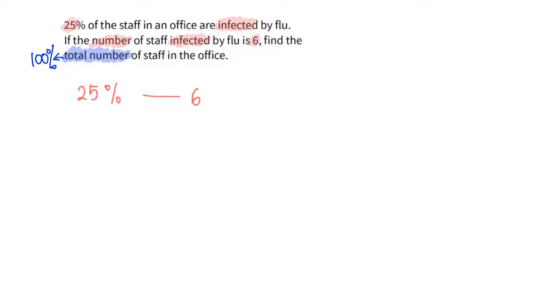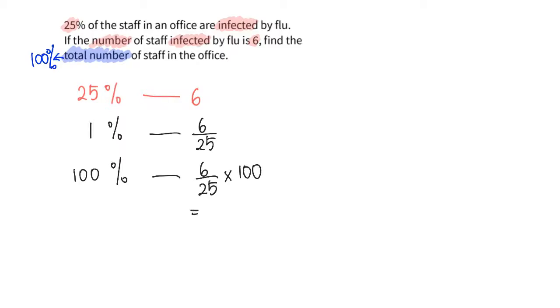So in my working, I must first find 1%. I'm going to divide by 25 on both sides. After which I will find my 100%. Times 100 on both sides, and this will give me 24.